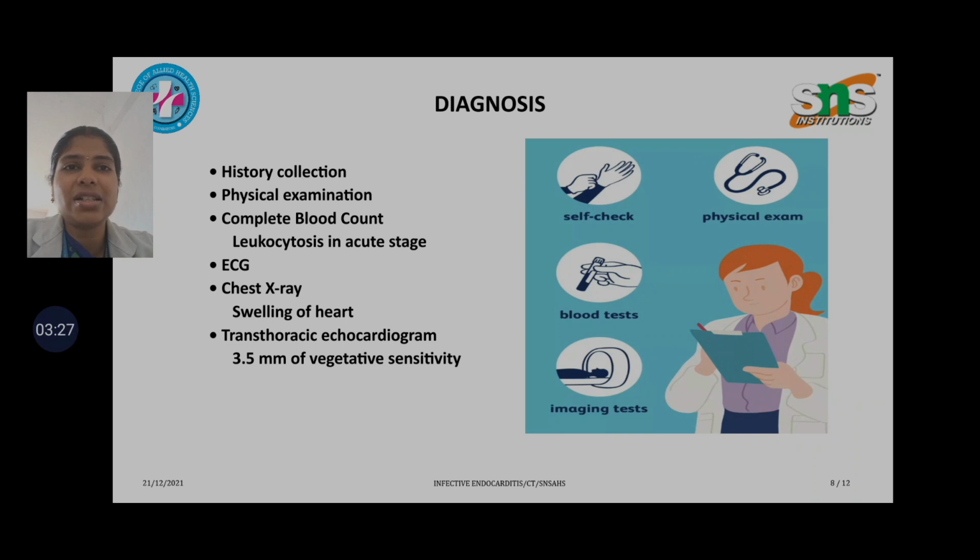Diagnosis is also done: history is collected, physical examination is completed, and a complete blood count shows leukocytosis in the acute stage. ECG is also done, tachypnea was noted, with changes in all the chest leads, and a chest X-ray is also done, showing swelling of the heart. The transthoracic echocardiogram shows a 3.5 mm vegetation on the posterior mitral leaflet.